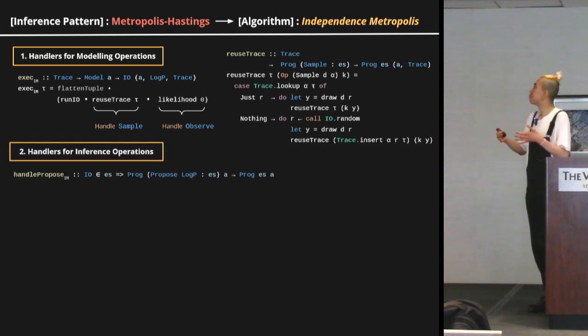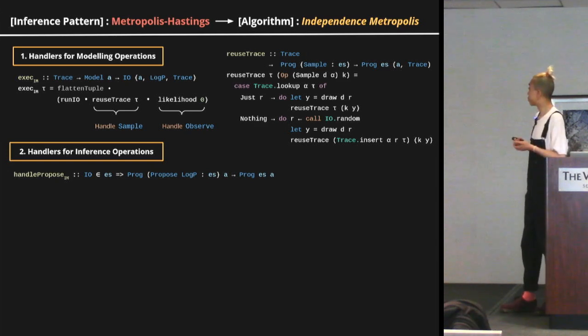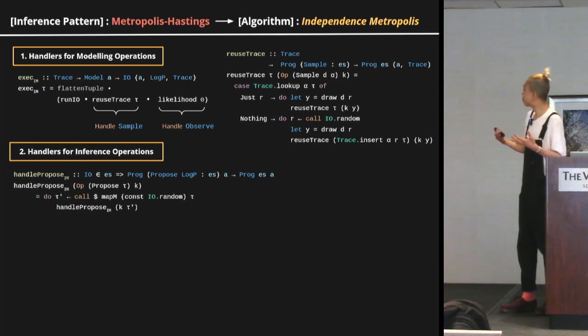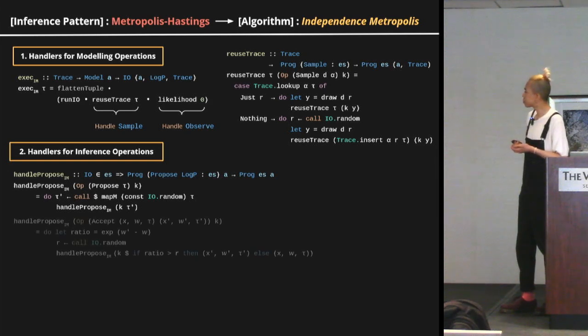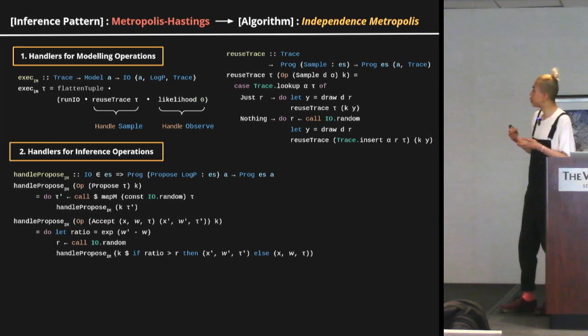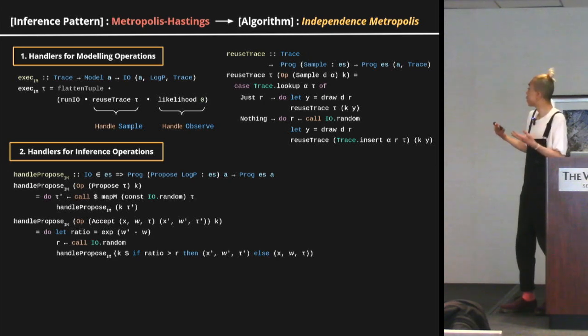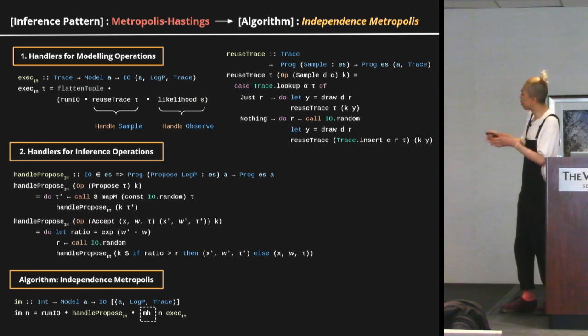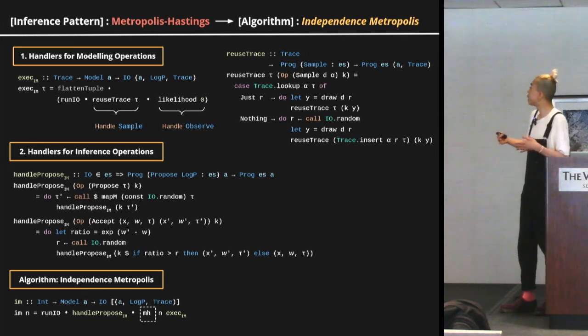Next, we'll define the semantics for the inference operations. When we propose, we're going to do something very simple and just map random values across our entire trace. When we accept, we'll compute the likelihood ratio between the new and previous weights. If this is greater than some random point between 0 and 1, then great, this is good enough, and so we'll accept it.